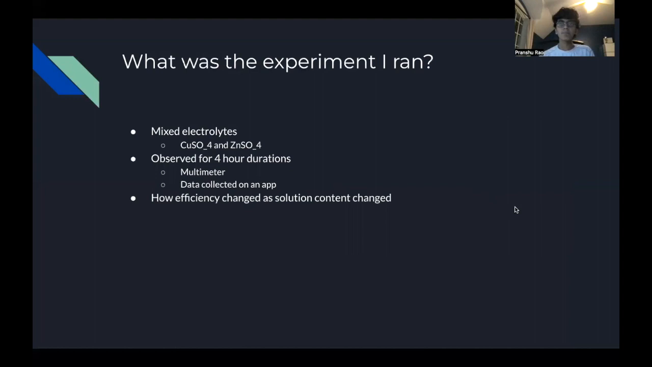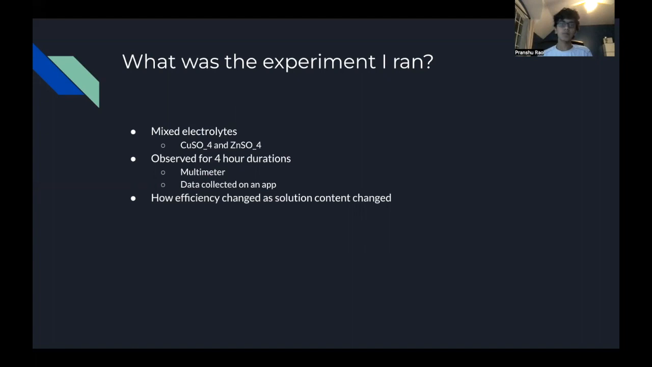The experiment I ran was, I had a controlled zinc sulfate and copper sulfate battery, which has a cell potential of 1.10 volts. I ran that for 4 hours and measured how the electricity changes during those 4 hours. Then I mixed the electrolytes to proportions of 10 and 90%, 20 and 80% of copper sulfate to zinc sulfate, 40 to 60, 30 to 70, and 50-50.